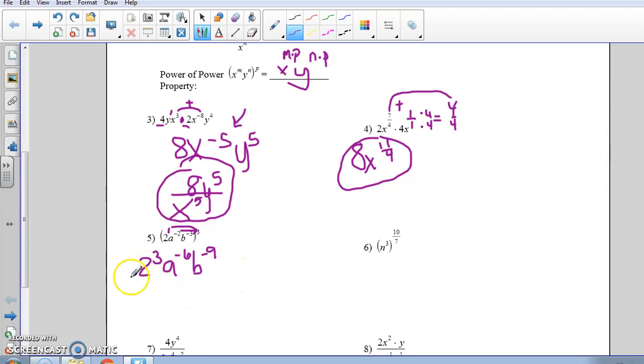Now we can simplify. We have 2 to the 3rd is 8, and that's a positive power, so it's just going to remain. Anything with a negative power is going to move to the denominator. So a will move down with a positive 6, and b moves down with a positive 9.